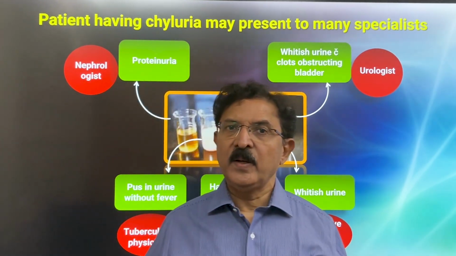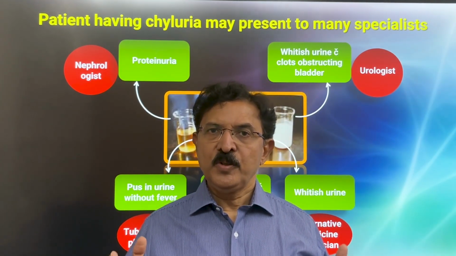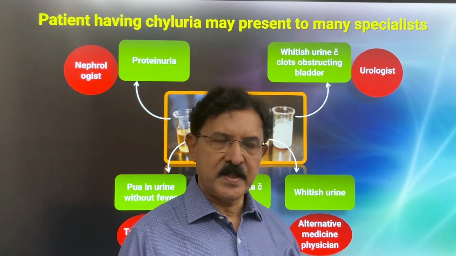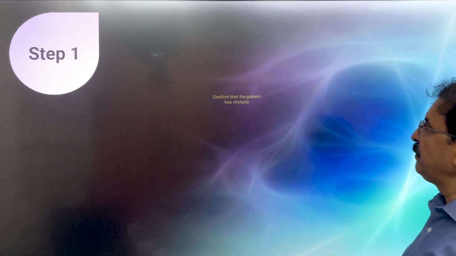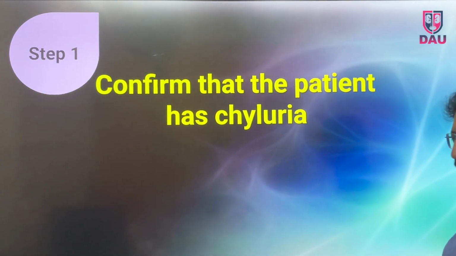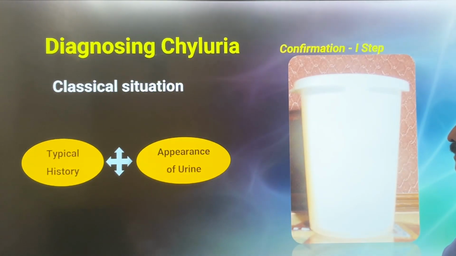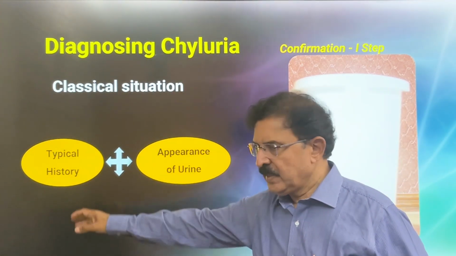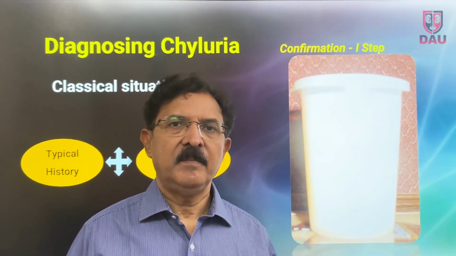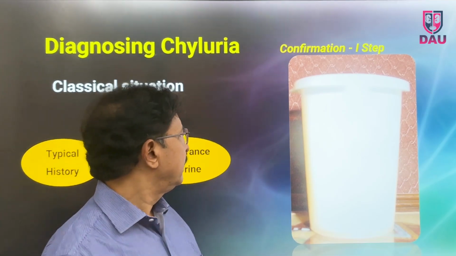So how to diagnose chyluria is a useful piece of information for each and every person who is practicing medicine. The first step of making a diagnosis would be, when the patient says I am passing milky urine, that you confirm that the patient is having chyluria and not other things manifesting as whitish urine. This is the classical appearance. The patient will give a typical history that whenever I consume a fatty diet, after about an hour or two, my urine becomes milky white, turbid, like this.